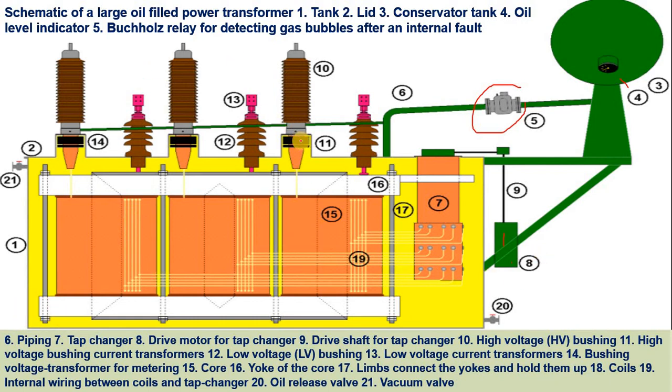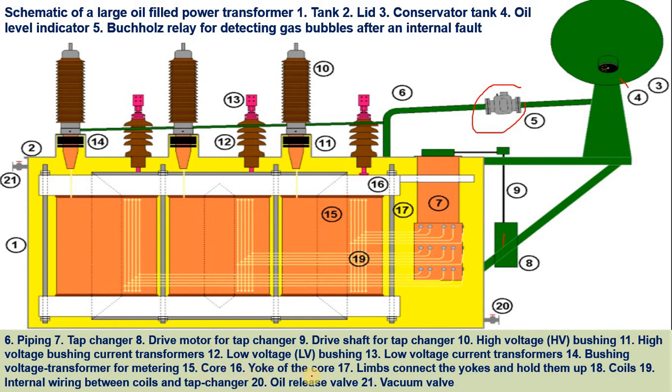Then next is the bushing voltage transformer. You can see here the bushing voltage transformer. Then next is the low voltage LV bushing, low voltage current transformer. They are here, number 13. Then number 14 is the bushing voltage transformer for metering. Number 15 is the core.